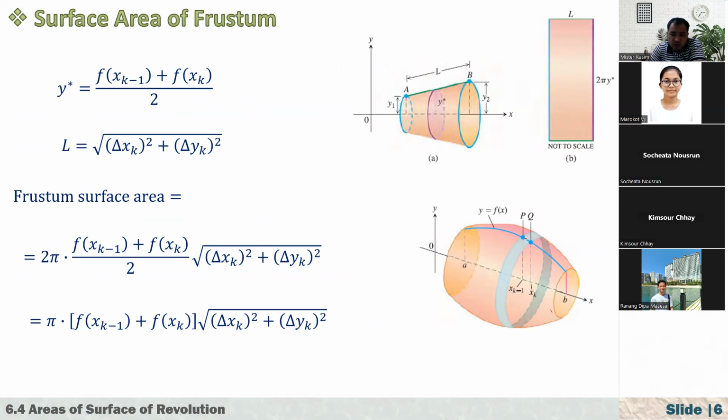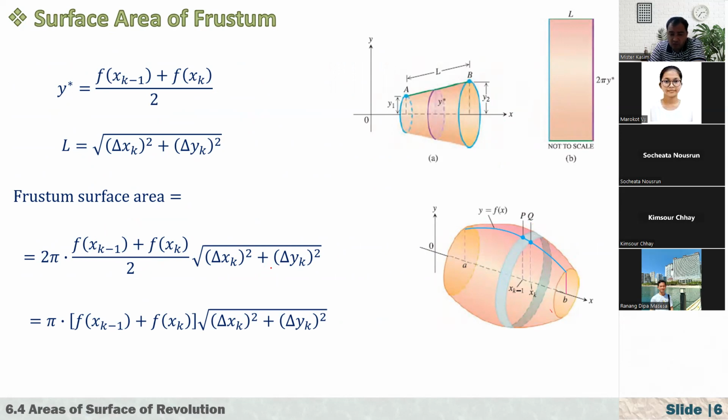Now, just considering one of them, it will have some kind of band here. Let's see here, this PQ. So then what is the area of this one? If you just unfold this, the area will be approximately equal to 2 pi times f of x sub k minus 1 plus f of x sub k, over 2. What is this? That is R2 plus R1 over 2.